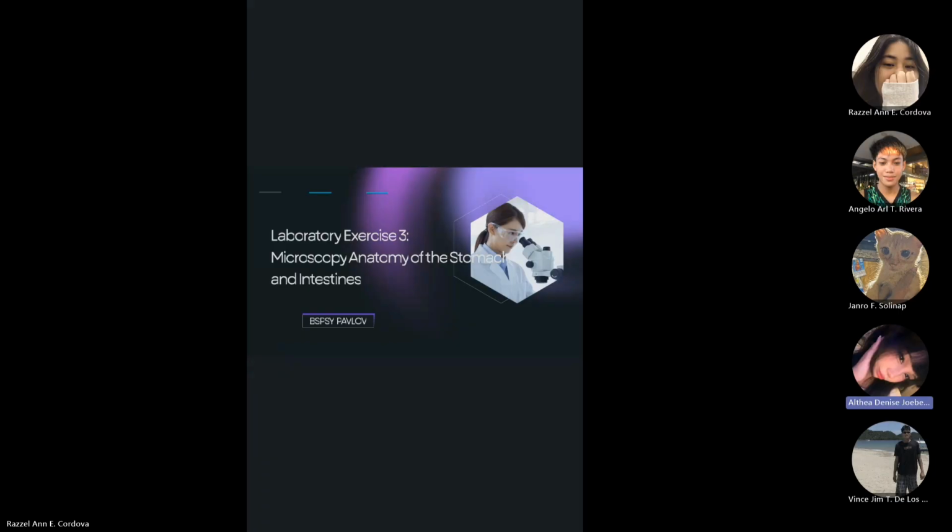Hi everyone, today we're going to talk about the microscopic anatomy of the digestive system, focusing on two important organs, the stomach and the small intestine. These organs are essential for breaking down the food we eat and absorbing the nutrients that keep us healthy. By looking at their structures under the microscope, we can better understand how each layer works together to make digestion happen.